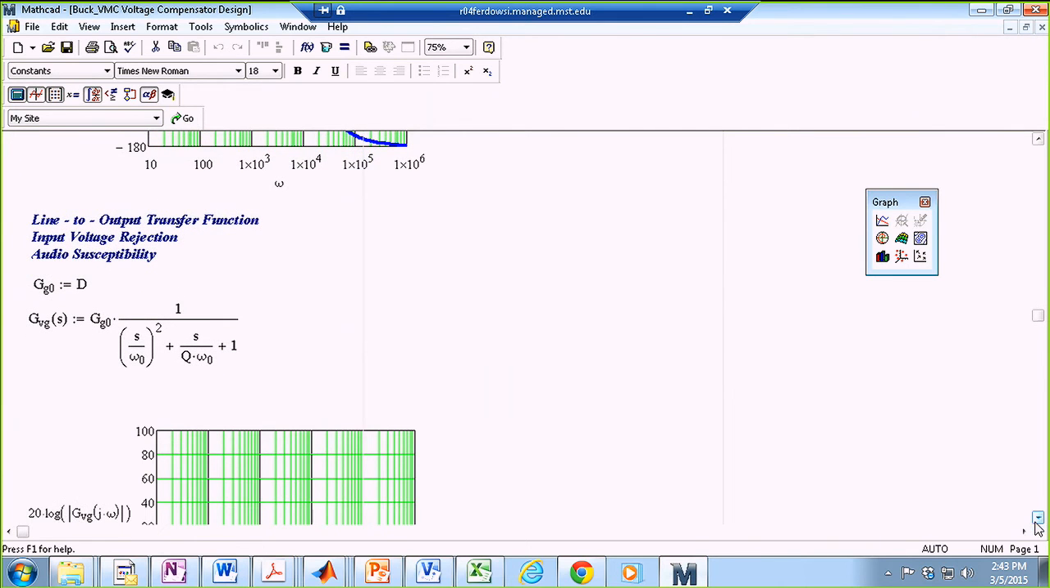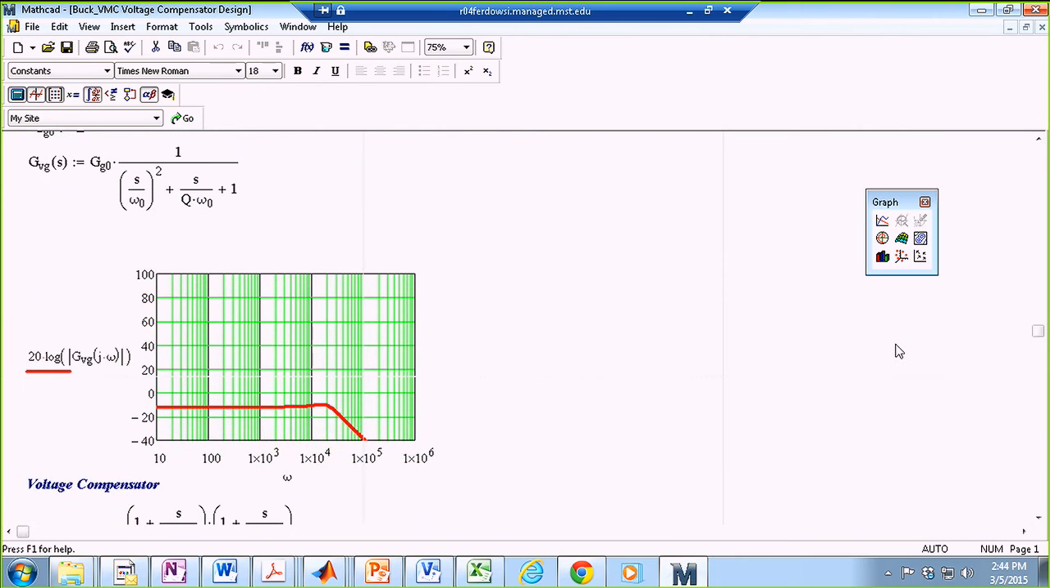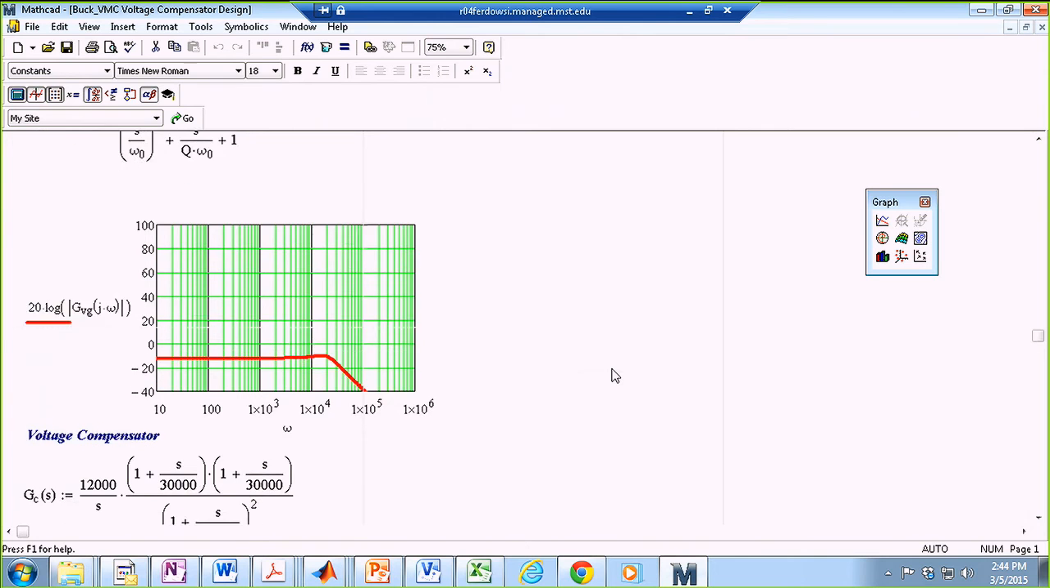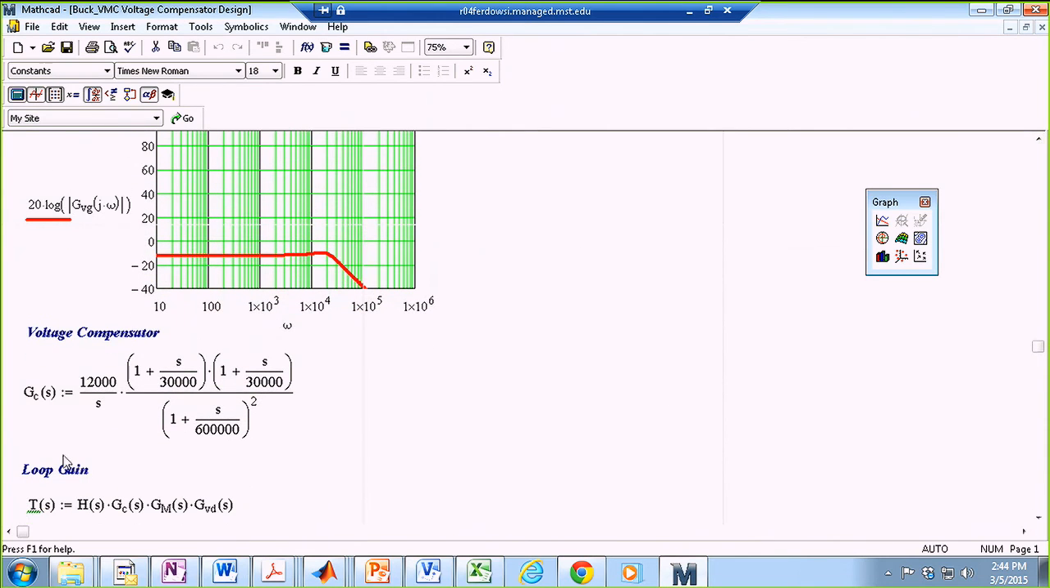I'm looking at audio susceptibility, which is the input or input voltage to output voltage transfer function. You can see that at lower frequency it has an attenuation because it's negative. That's the attenuation that the duty cycle 25% contributes. Here is where I actually apply my compensation network.